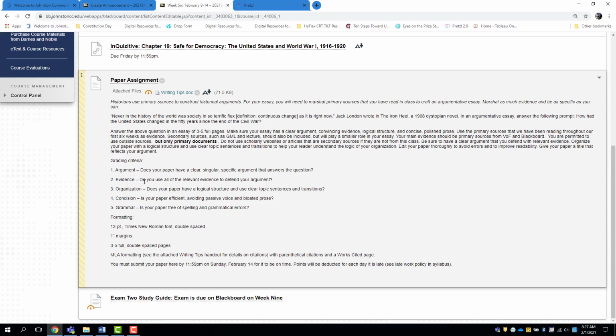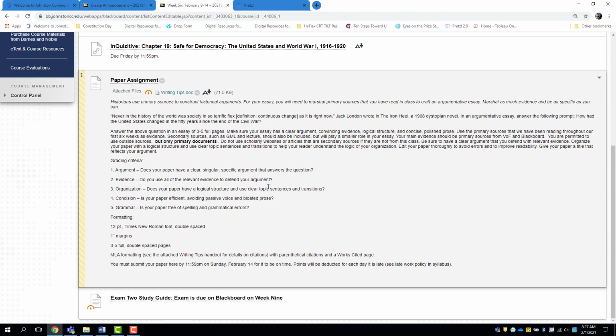Grading criteria. The argument is going to be the most important piece. The evidence will come next. It will be the next most important piece. Because remember, historians like to make arguments about the past and construct ideas and narratives about the past and use evidence to support those narratives and arguments. So therefore, argument is number one, evidence is number two.